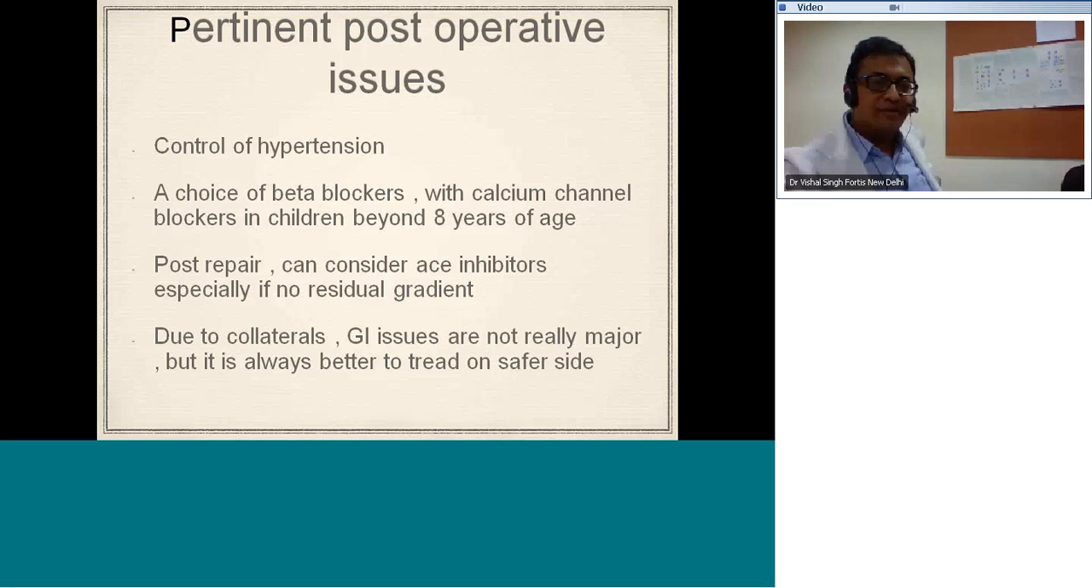And maintain the blood pressure, try to titrate the blood pressure using a balance of beta blockers, plus or minus calcium channel blockers, plus or minus ACE inhibitors, only if there's no residual gradient. But if there's a gradient, manage with the beta blocker with the calcium channel blocker.